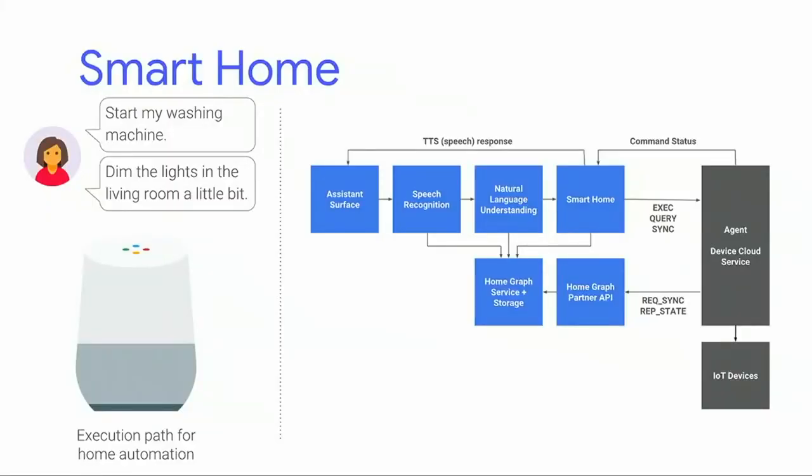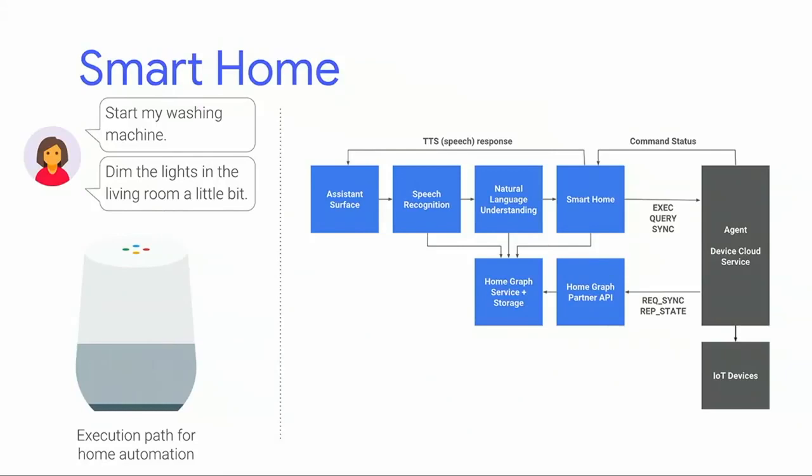What are some other options of things you can do? Well, we also have Smart Home, which is our new way of controlling devices from the Google Assistant. So you can do things like, if you've got light bulbs, you can say dim the lights a little bit. Or in the case of our washing machine, if you implement Smart Home, you can say start my washing machine, and it'll kick off a load of laundry from the Google Assistant.